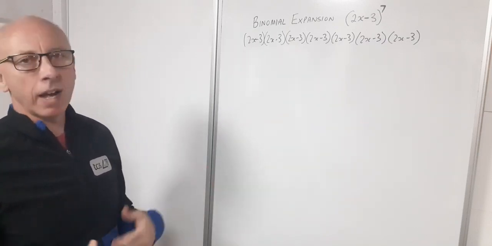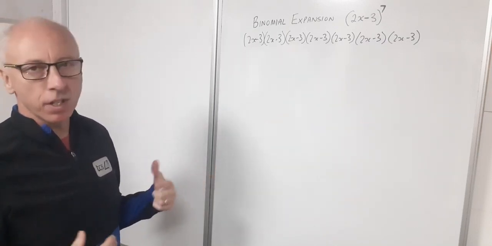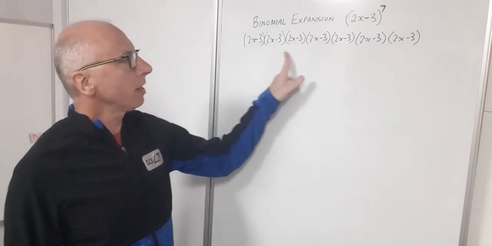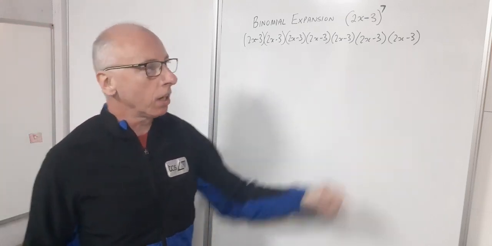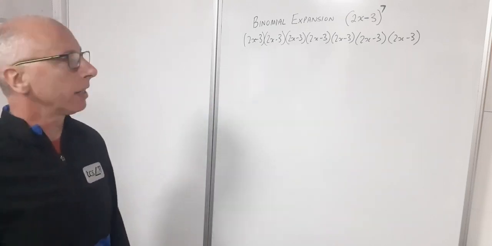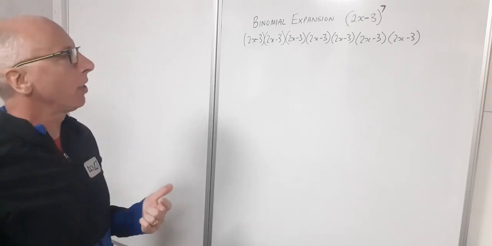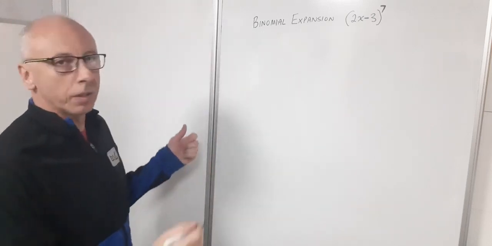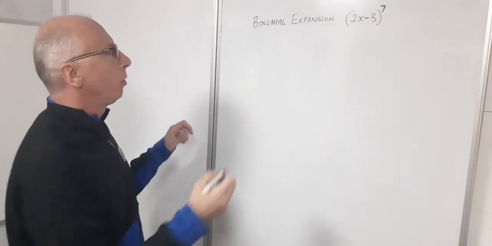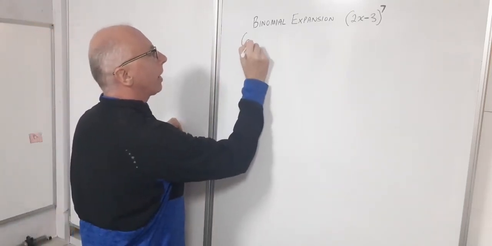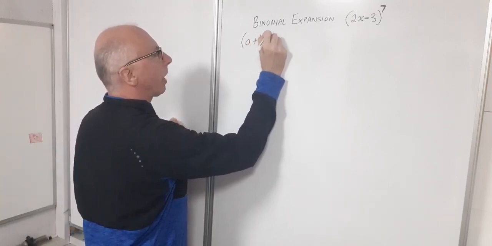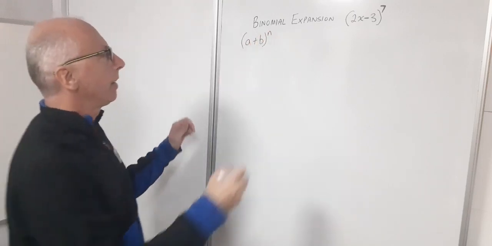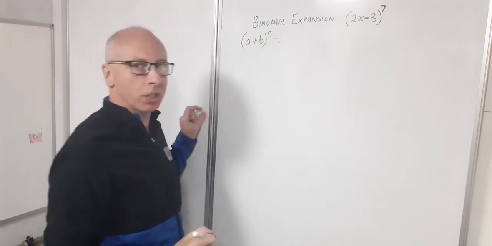So we have a formula which saves us a lot of time, and there'll be a lot of mistakes along the way because that is really complicated. So let's use the binomial expansion formula and take this off the board. So what we have is a general formula. We have (a + b) to the power of n, and we write that as a summation.